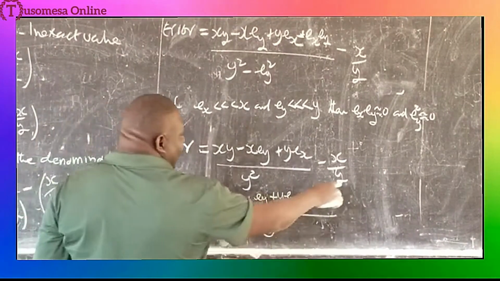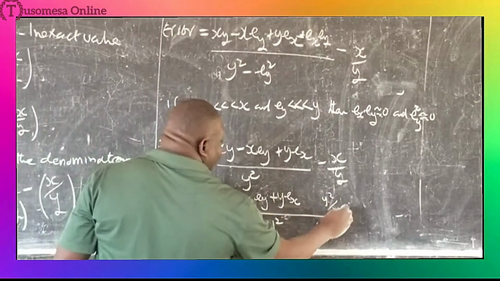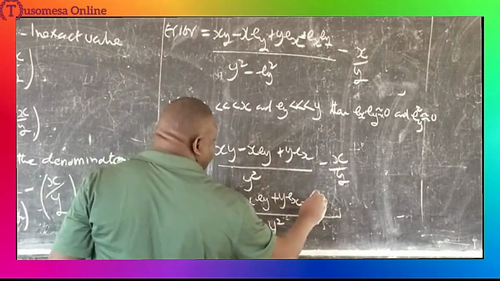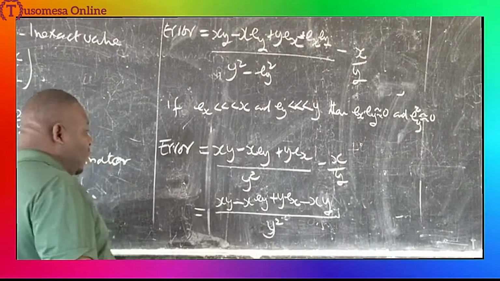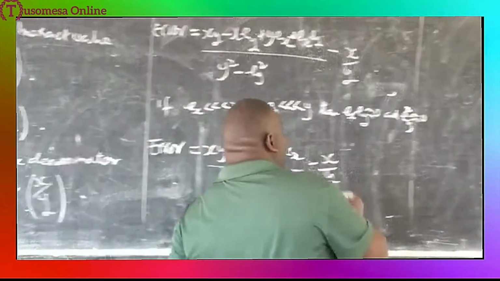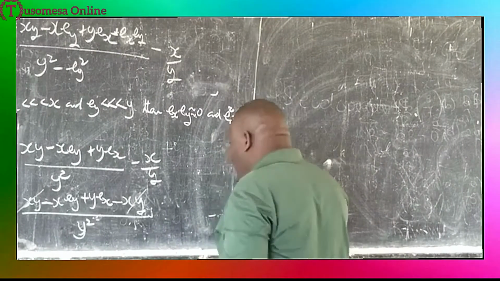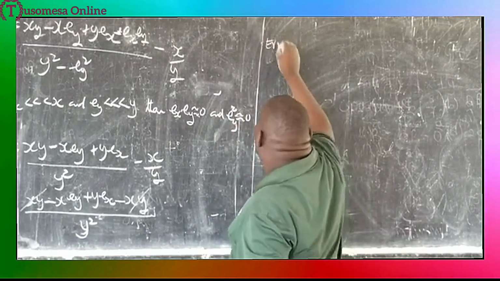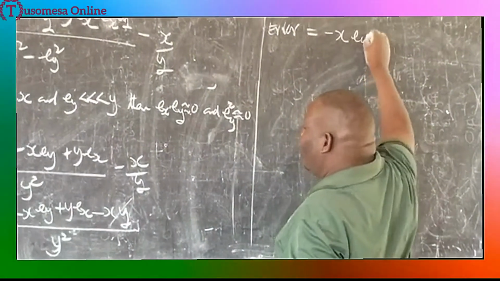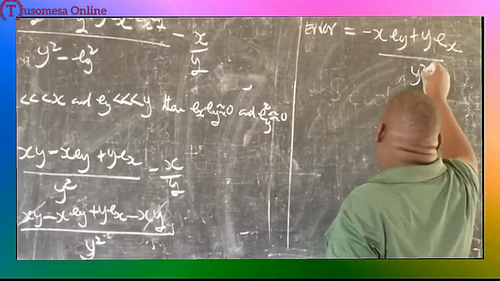Then when you divide y squared by this, the y goes up, y squared divided by y, remaining with y dividing here. So when you get the y times the x, you have minus xy. Minus xy. So this term and this term are the same, they will vanish. Then we remain with the error equal to negative x ey plus y ex, then over y squared.